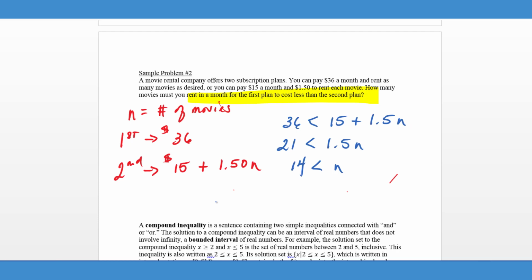So basically what this is telling us is that we need to rent more than 14 movies to make the first plan worthwhile. So, okay, that's a quick introduction to inequalities, and we'll come back in the next video and we'll discuss compound inequalities.